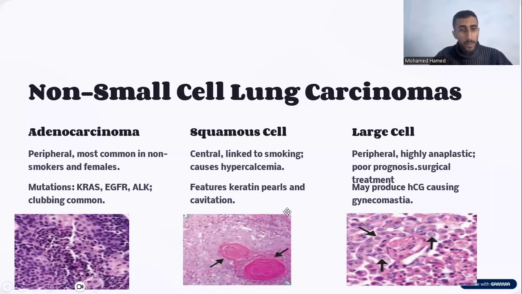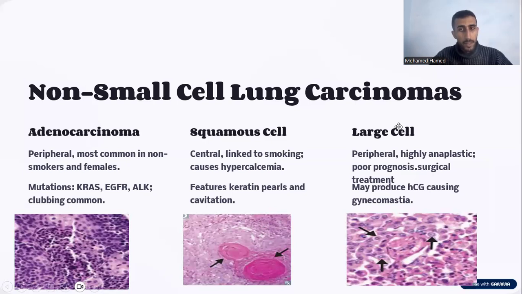And on histology, it shows keratin pearls, desmosomes, and intercellular bridges. On chest X-ray, you may find cavitation. So the cavitation is pretty specific for squamous cell carcinoma. So cavitation on chest X-ray, and keratin pearls on the histology, as shown here.